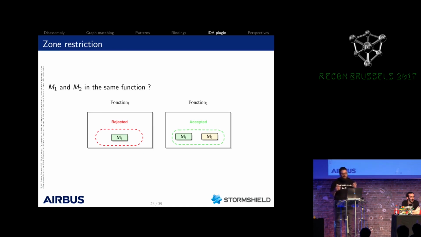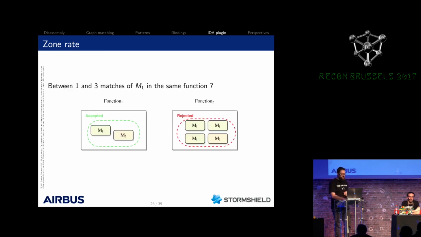For example, for the set key for RC4, we have 2 loops. The first loop is the first pattern, and the second loop is the second pattern. So if we don't have those 2 loops in the function, it's not our function. You can see at the right we have the 2 patterns, so it's accepted. But if we have just one pattern, it's rejected.